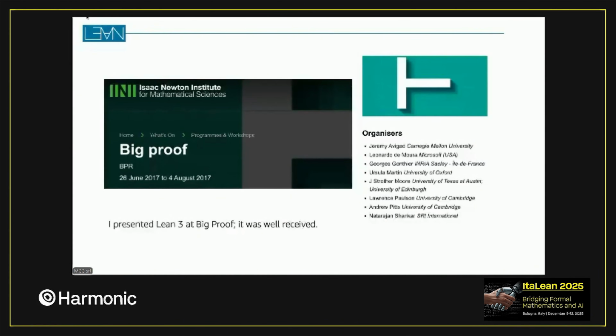After his talk, he was surrounded by people trying to convince him to use some other systems. And in the audience, but remotely, Kevin was there, and he said, if Tom is using Lean, I'm going to use Lean too. And this changes everything. Kevin brought so many people to the community.